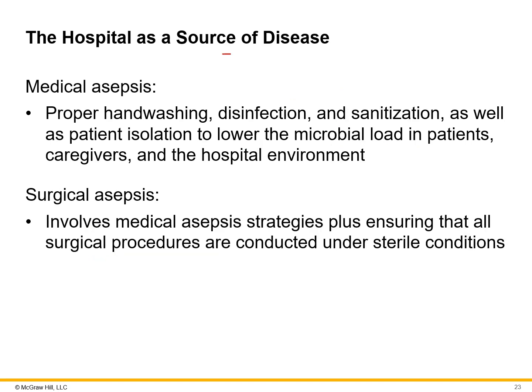So the hospital then is a source of disease. So this medical asepsis, some examples of that are hand washing, again, proper disinfection and sanitization, isolating patients to decrease the communicable transmission, also decreasing the microbial load in patients, the caregivers, and the environment. So using those HEPA filters, using things that decrease the amount of microbes that they're exposed to.